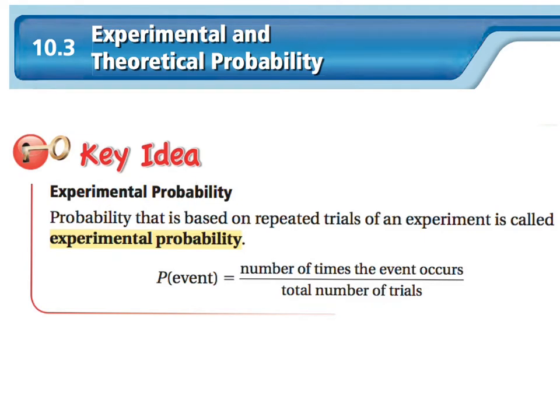It is the probability that is based on repeated trials of an experiment. Pretty obvious. Probability that's experimental means you've done an experiment. So you have trials. So here's how you figure it out. The probability of the event would be equal to the number of times the event actually occurred over the total number of trials. So this is something that you've actually done.